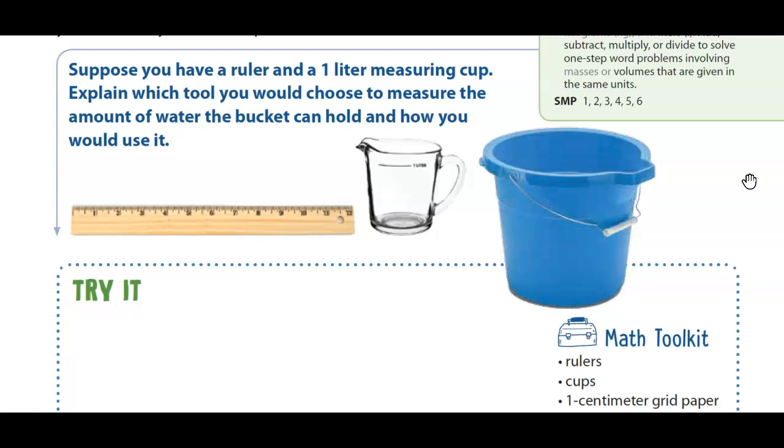Okay, so basically it says, suppose you have a ruler and a 1 liter measuring cup. Explain which tool would you choose to measure the amount of water the bucket can hold and how you would use it. Which one do you think we would use? So would we use the ruler or the cup?